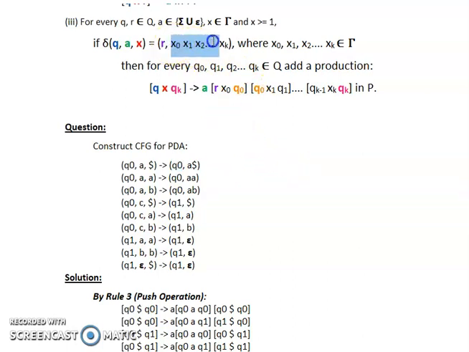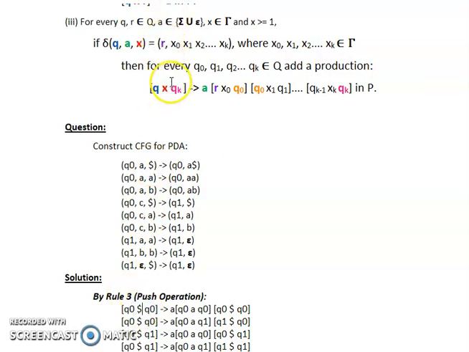Now on the top of the stack, the symbols will be X0, X1, and so on till Xk. So we have two symbols in the stack. The two symbols are A and dollar. So we can assume A as X0 and dollar as X1. Now suppose this transition is satisfied. So yes, the transition is satisfied. Now we need to add this type of production in our grammar. According to the rule, Q has to be copied as it is. So the Q0 in our case has to be copied as it is. Then the X has to be copied, so in our case we are copying dollar.